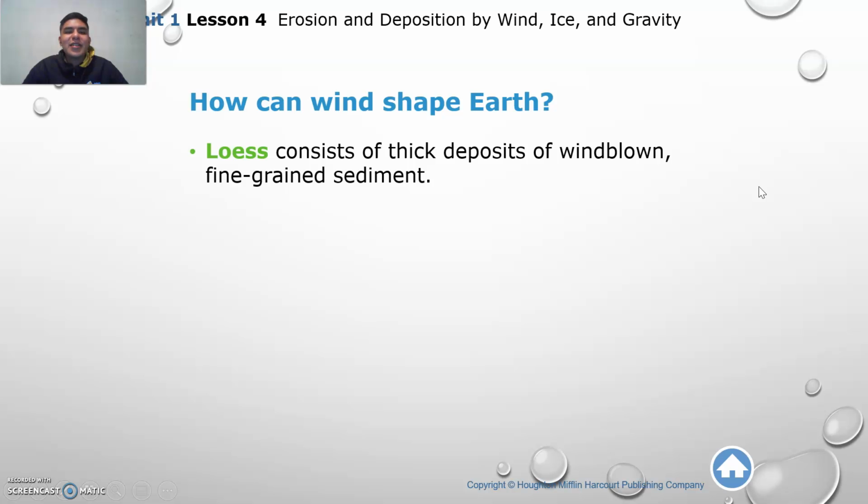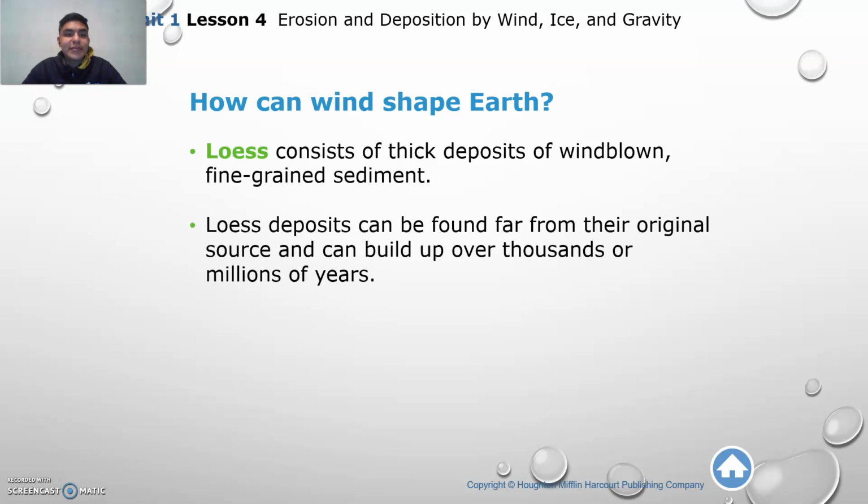Okay. Now let's continue with loess, which consists of thick deposits of wind-blown, fine-grained sediments. Grains are like small rocks. So if a lot of grains are deposited in a certain place, then that is going to be a loess. Loess deposits can be found far from their original source and can build up over thousands or millions of years. Imagine, it takes millions of years for a loess to form. Loess forms good soils for growing crops.